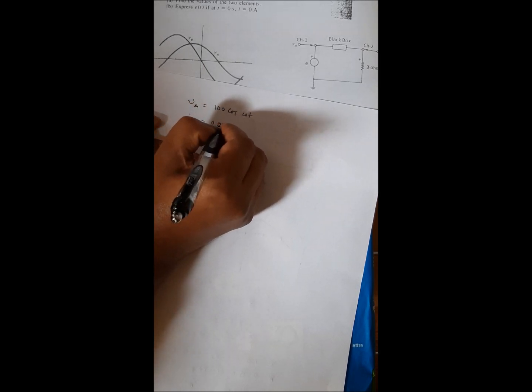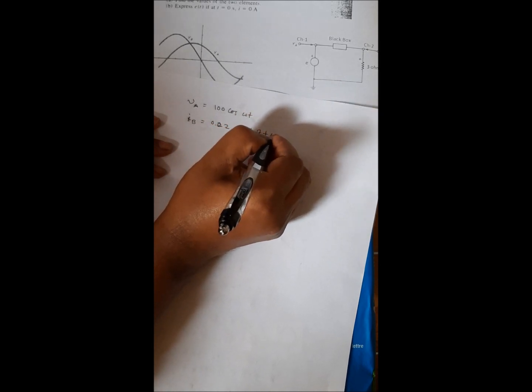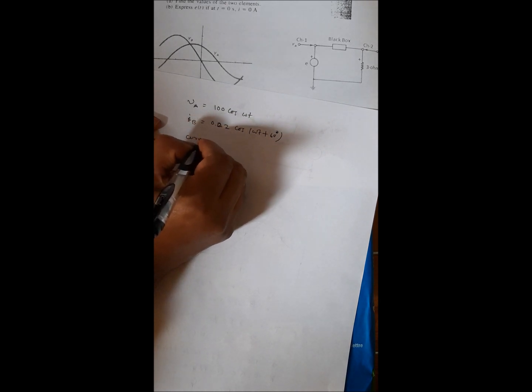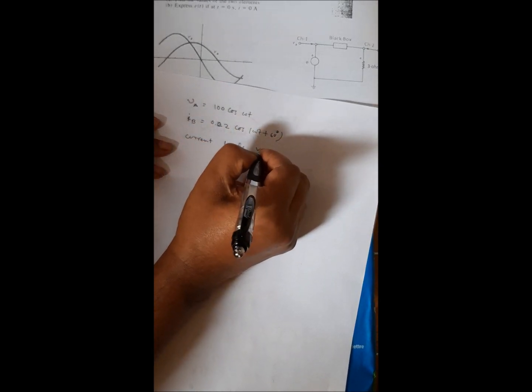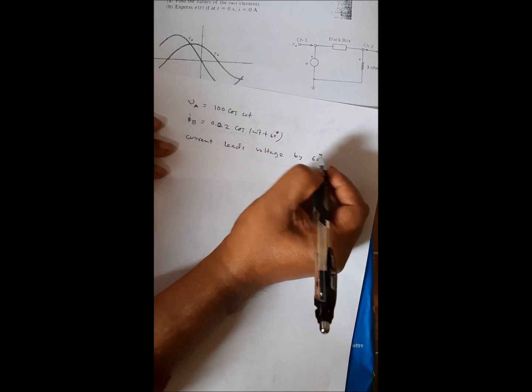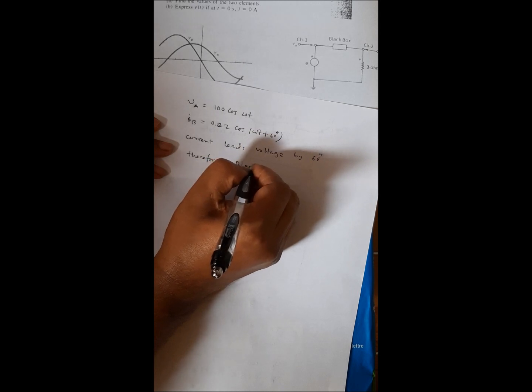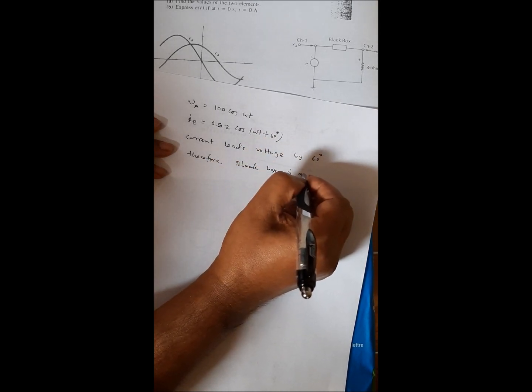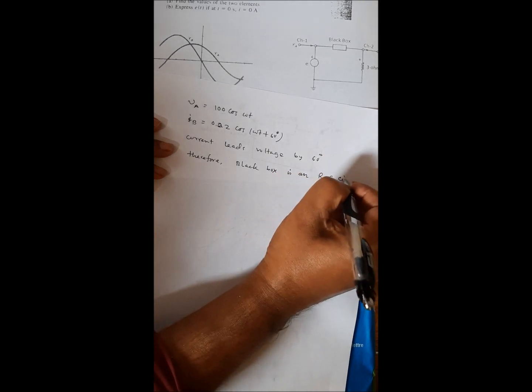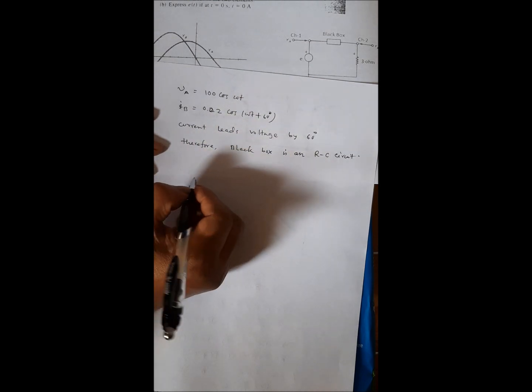So here we found voltage VA was 100 cosine omega t, and current IB was 0.02 cosine omega t plus 60. So current leads voltage by 60 degrees. So that means, therefore, the black box is an RC circuit. So now we got it is an RC circuit, and the question also tells the RC in series.